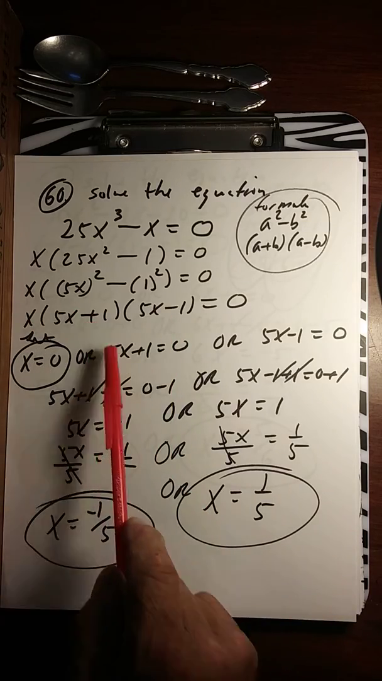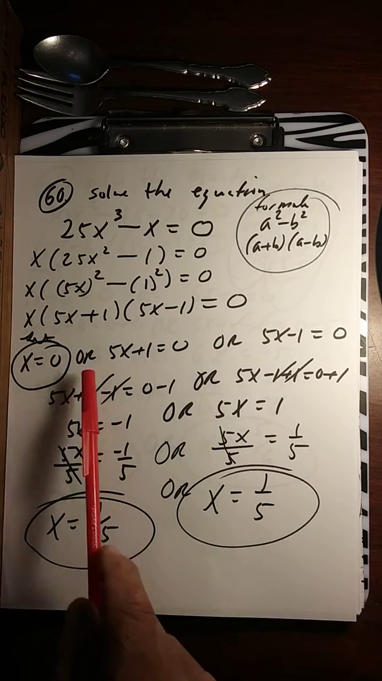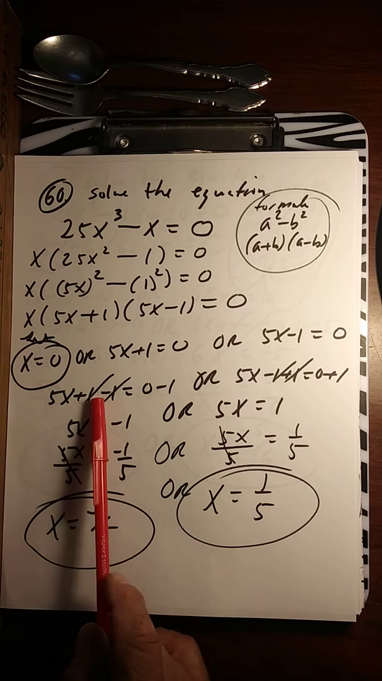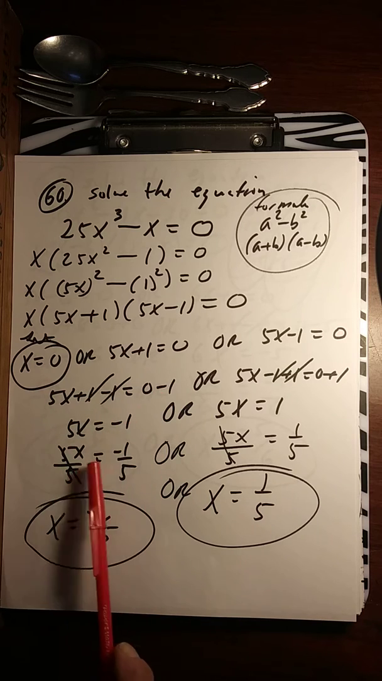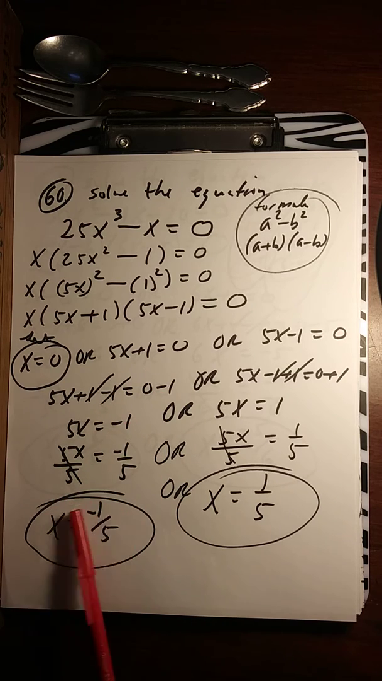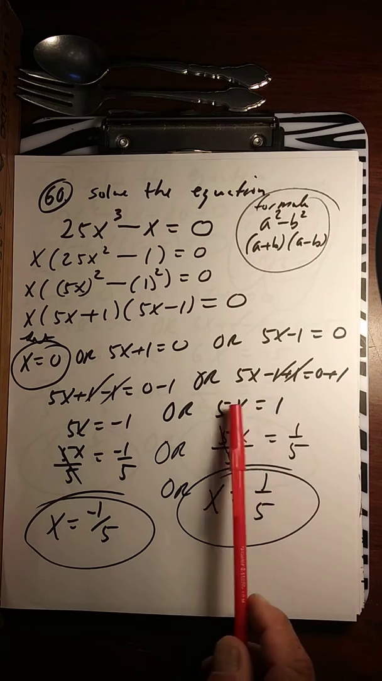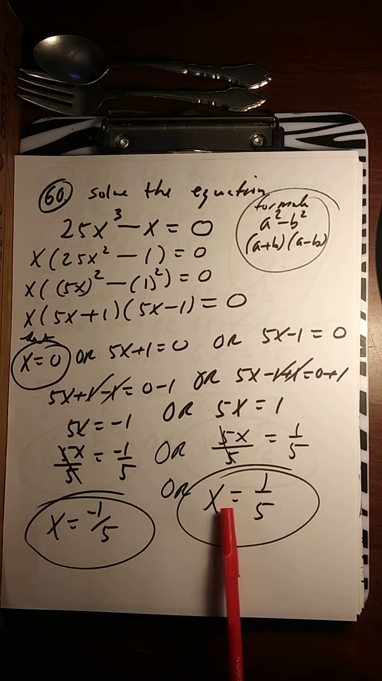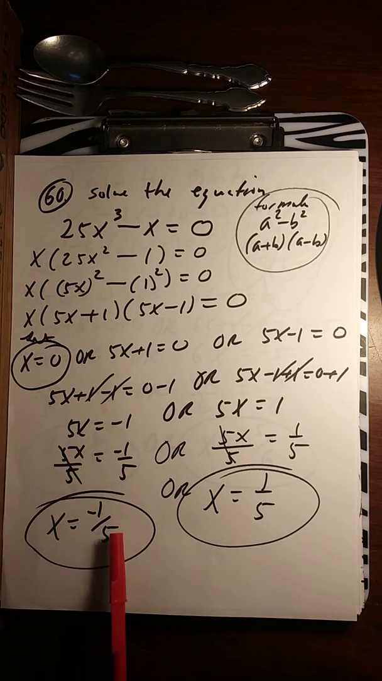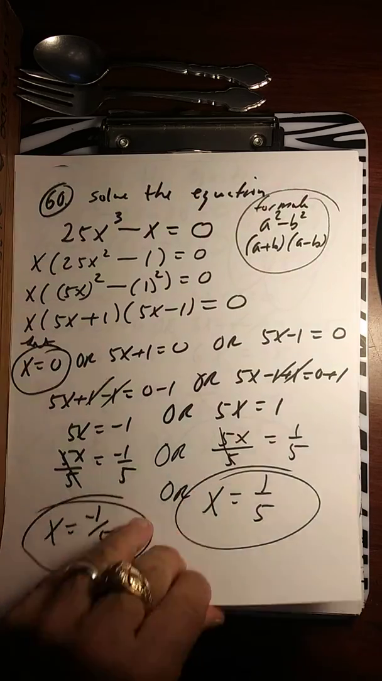So x is 0. 5x plus 1 equals 0, and 5x minus 1 equals 0. Subtract 1 from both sides: 5x is negative 1. Divide by 5: x is negative 1 over 5. Add 1 to both sides: 5x is 1. Divide by 5. So x equals 1 over 5. The solutions are 0, negative 1 over 5, and 1 over 5.